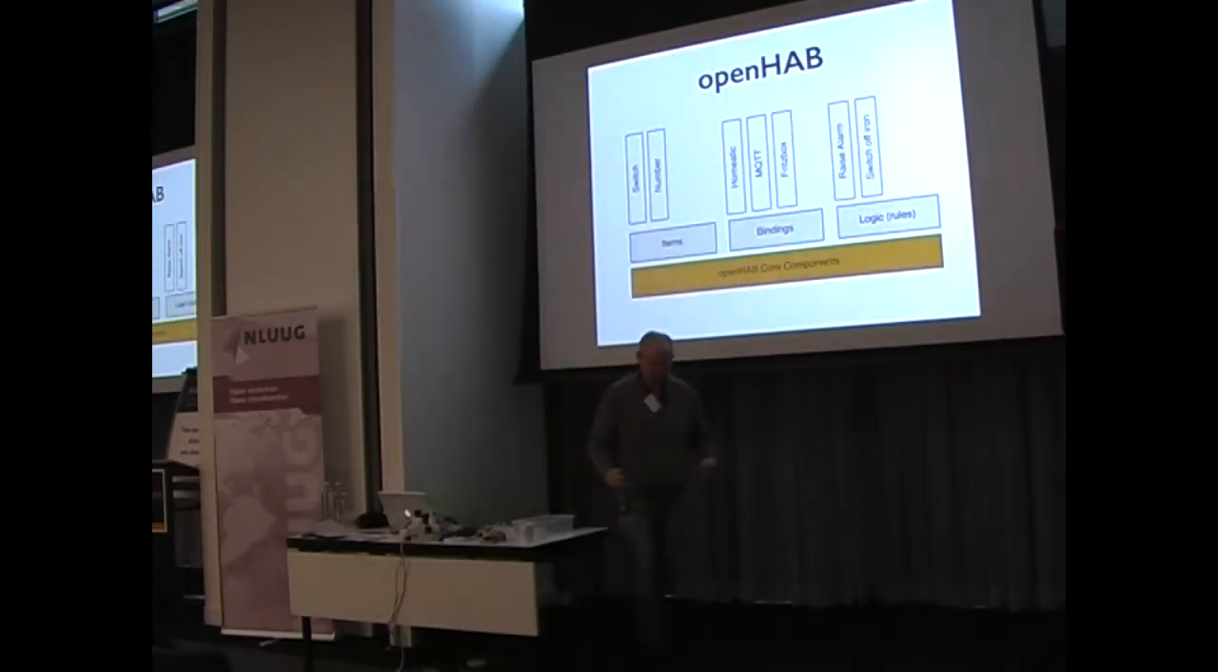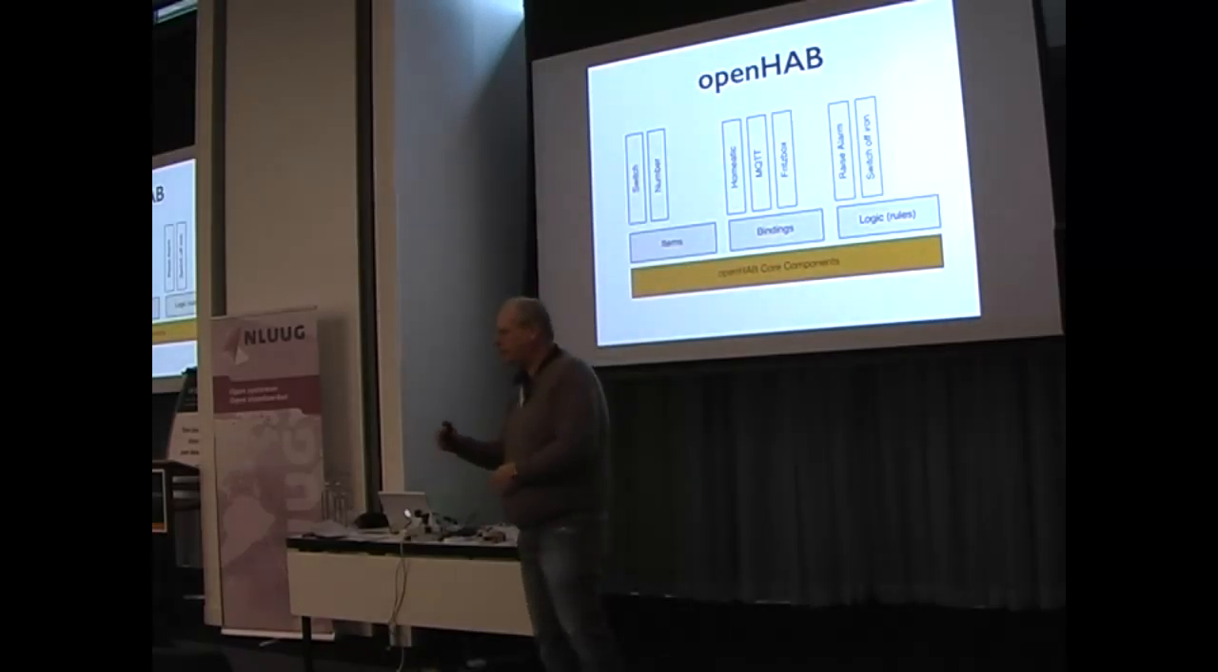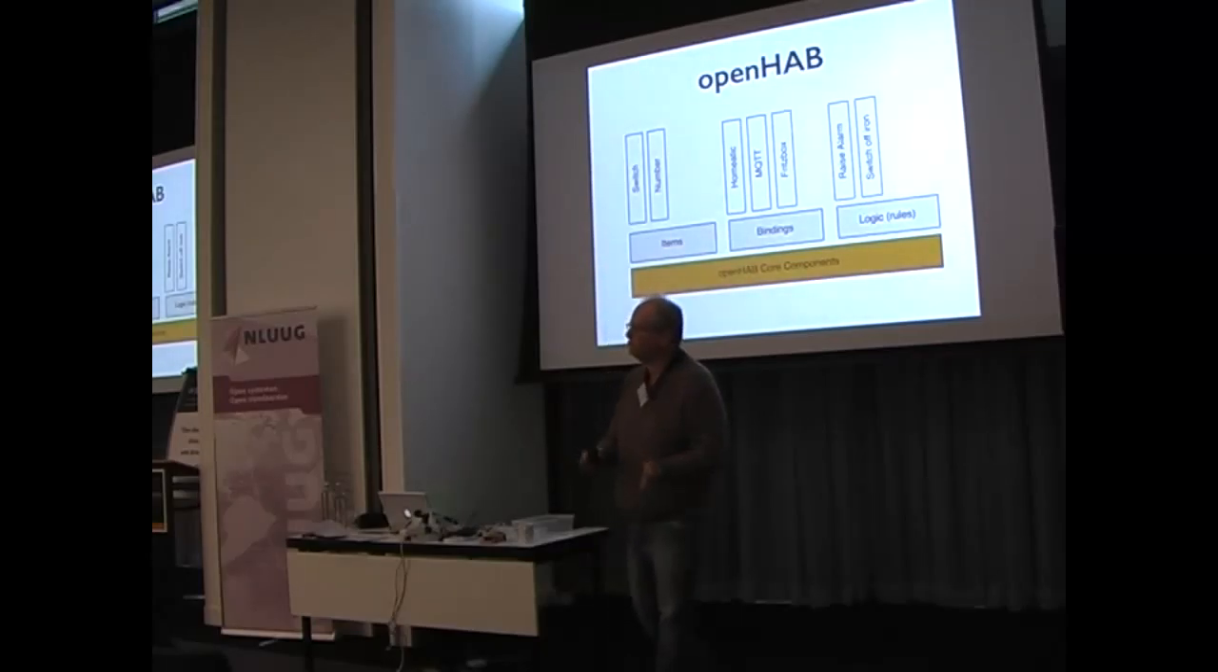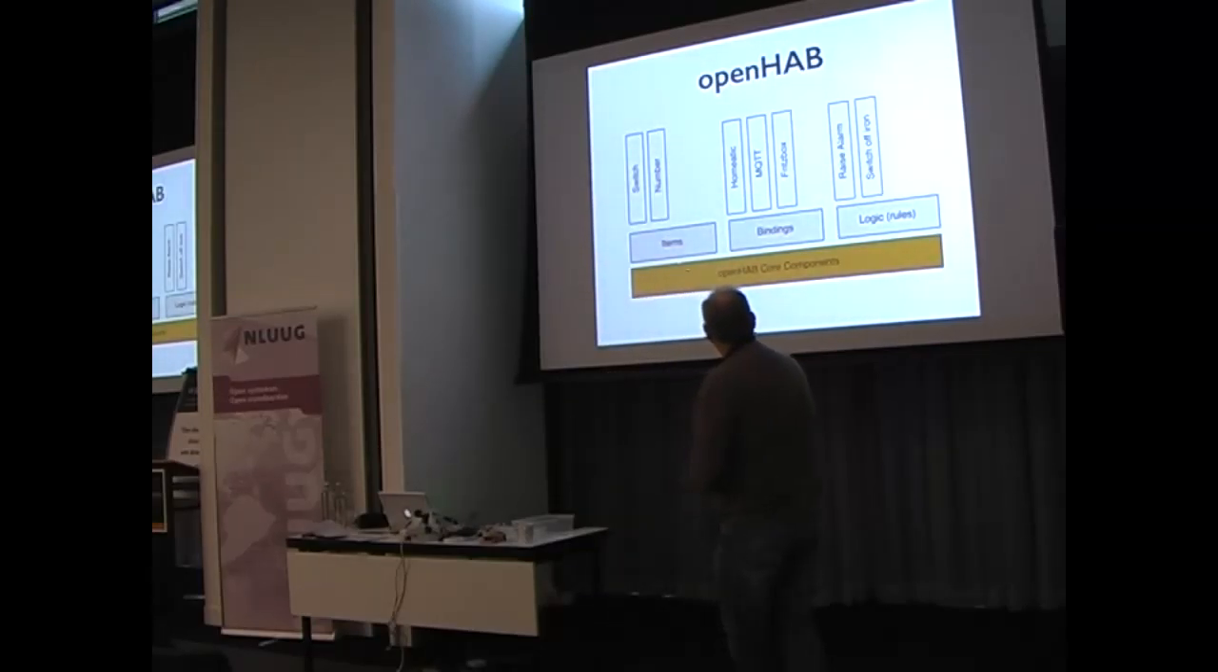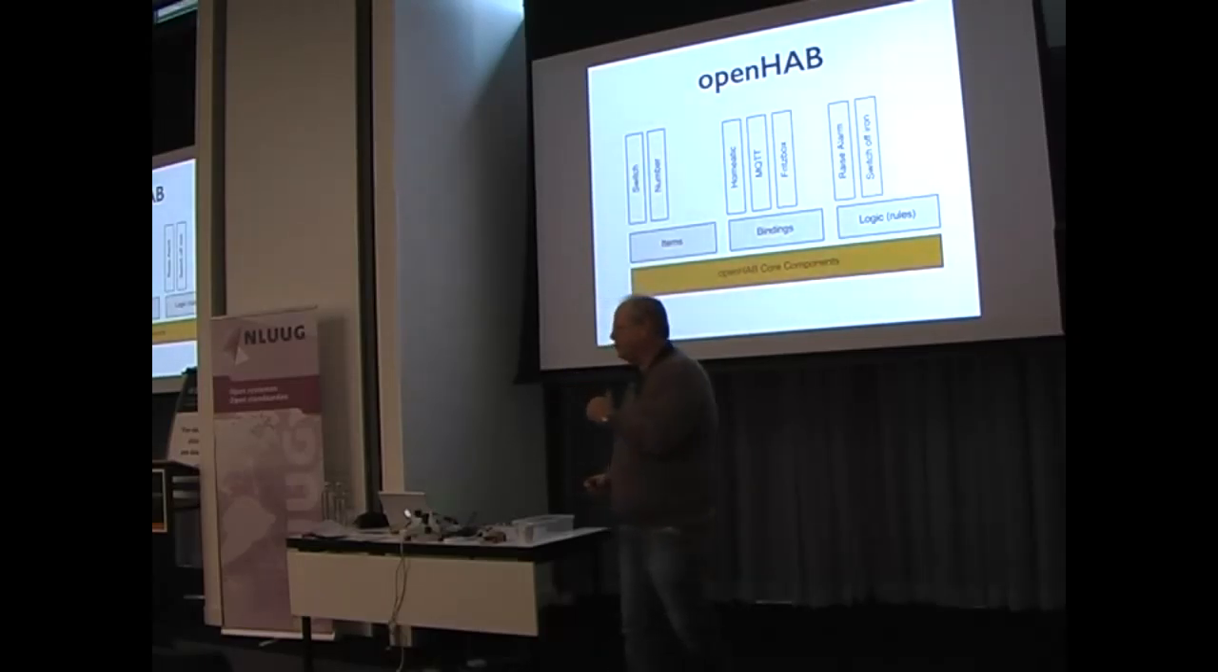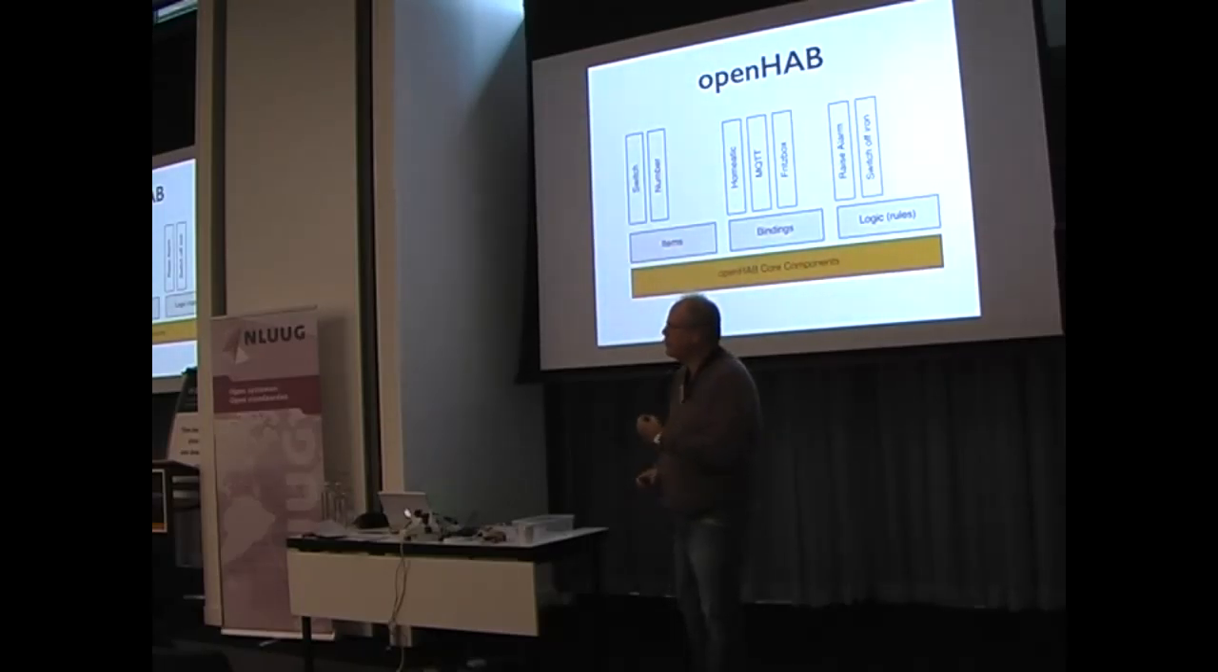So let's look a little bit deeper into OpenHAB itself, the architecture of OpenHAB. We have at the bottom the so-called core components, and then we have bindings. These bindings are basically the connection between OpenHAB and a particular piece of hardware or software. We have configuration in the form of items. These items, also defined in a text file, define a particular instance of a particular piece of hardware or software. So, for example, we might have a binding which connects to a Homematic light switch.